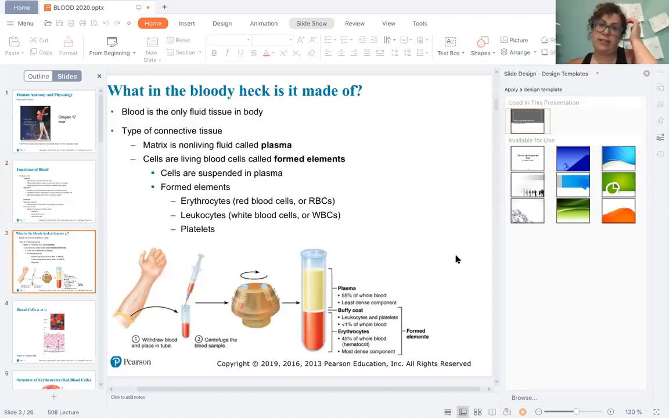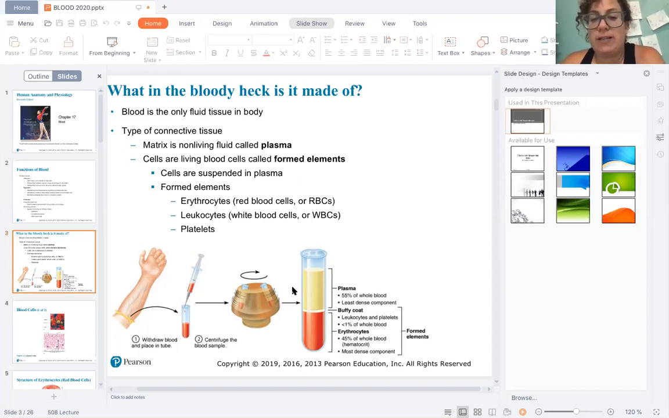Okay, so what the bloody heck is this made of? If we were to take blood from your antecubital fossa, which is right over here, yes, I just had to have another screening done on me, you put the blood into the tube, and then the tube gets spun around, and then gravity works its magic, and we get things separated out. So blood is the only fluid tissue in the body. So now that you know that, you can all rest happy, right? But yes, blood is the only fluid tissue. It's a tissue, but it's fluid.